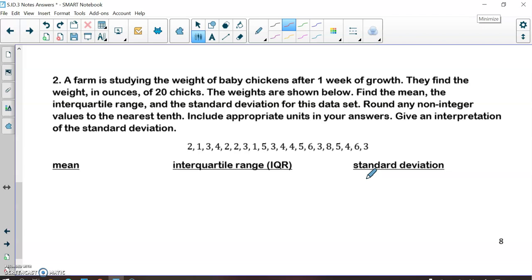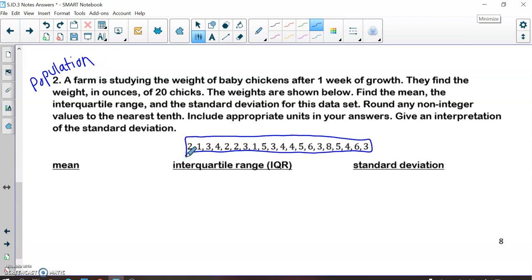All right, so for this, the whole farm is being studied here. All the baby chicks are being studied here, so this is population. So we want to find the population mean and standard deviation. So for the mean, I'm going to add all these up. I'm just going to do that in my calculator. I don't need to write it down.